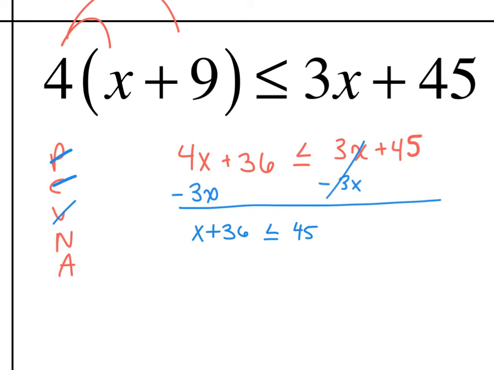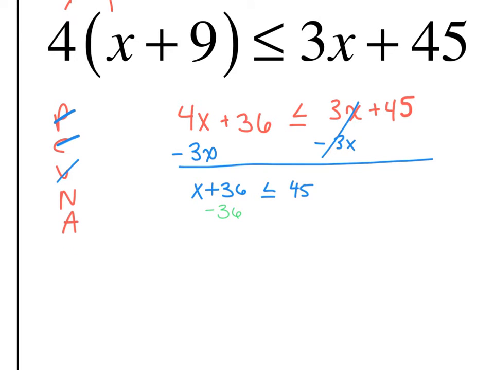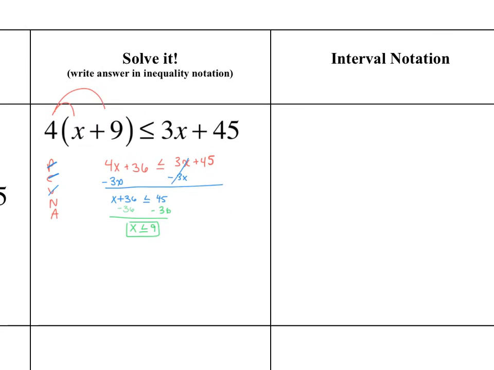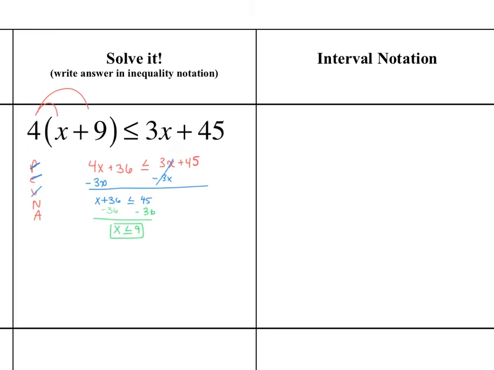I now need to ask myself, can I get all my numbers to the right-hand side? You betcha. To get rid of my plus 36, I'm going to subtract 36. And I get x is less than or equal to 9. And that's your final answer. So that's your answer in inequality notation.